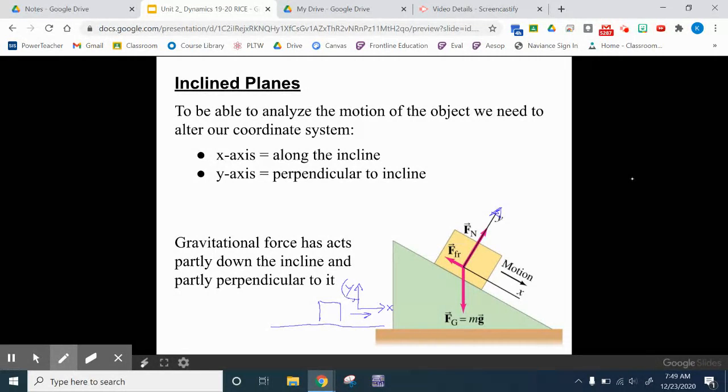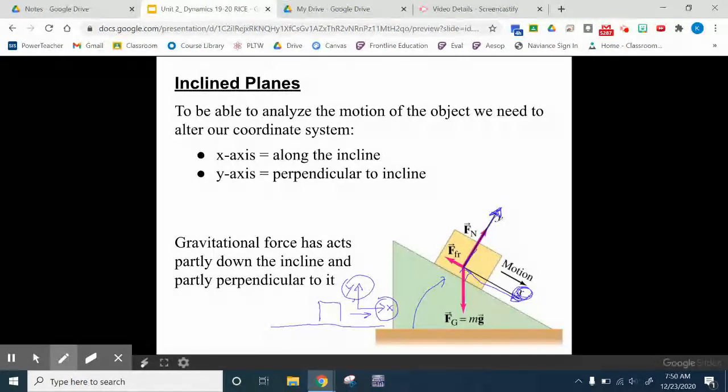So normal forces and gravity acted directly in the y direction, and often our applied force and friction forces acted in the x direction. We still want our y axis to be perpendicular to our surface, so we tilt that along with the surface here. And we want our x direction to be parallel to the surface because the box is going to slide along the surface. So we want to be able to analyze forces in the direction of motion. We make sure that the x direction corresponds with the direction of motion, which is along the surface.